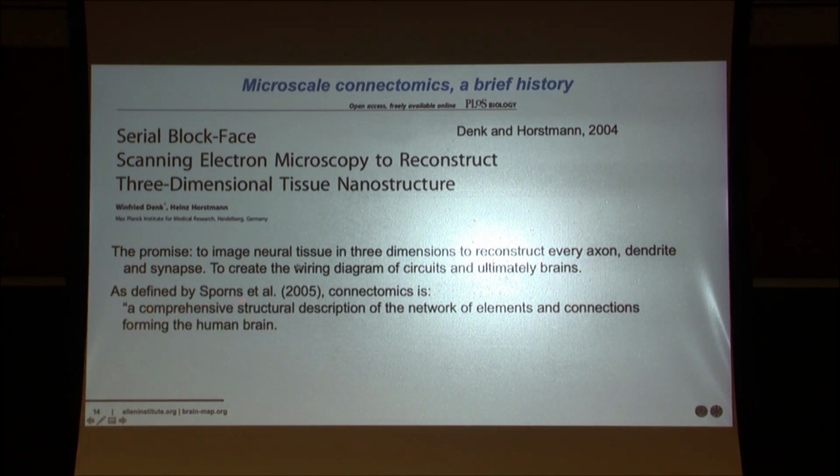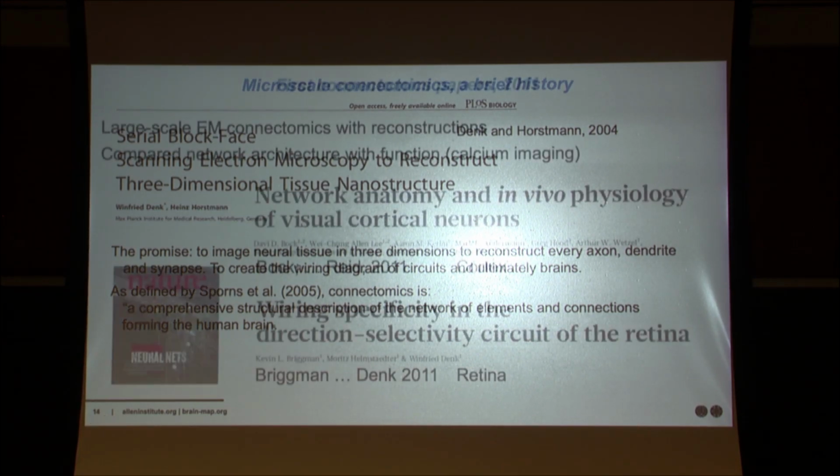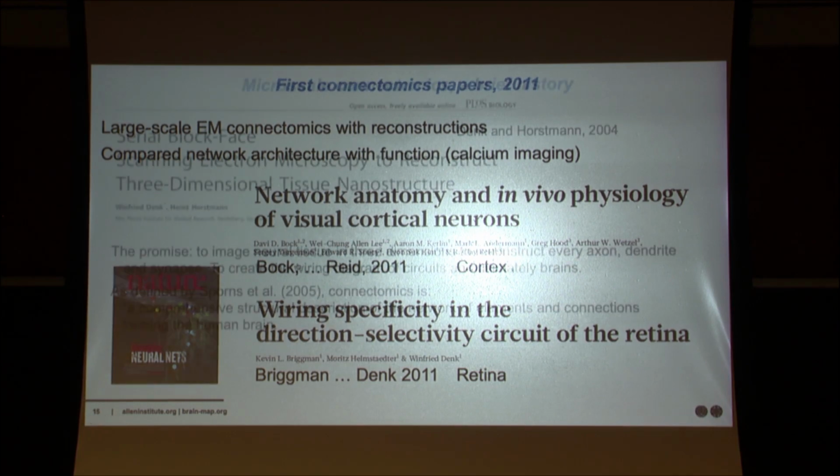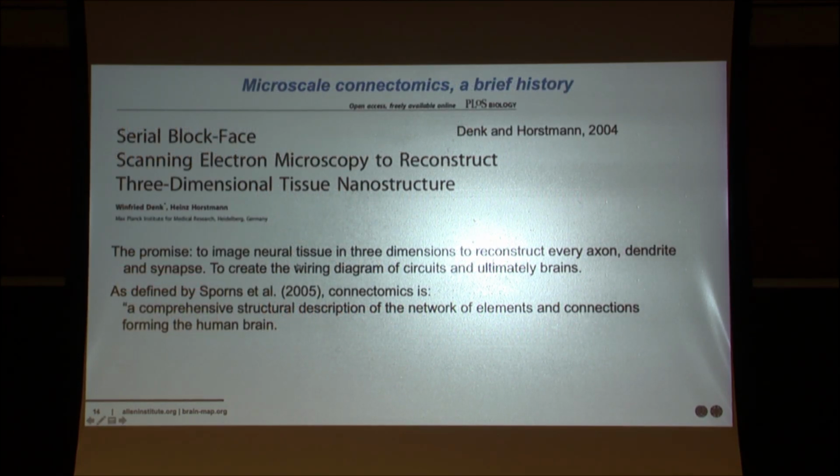Connectomics, as defined by Sporns in 2005, is a comprehensive structural description of the network of elements and connections forming the human brain. Okay, what I said it was. Fixed cells, yeah. This is not dynamic.